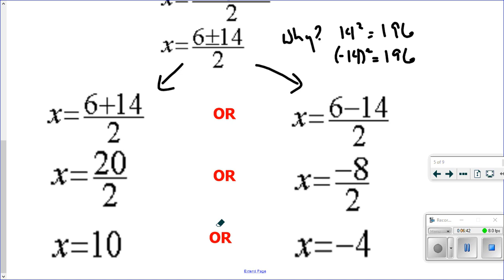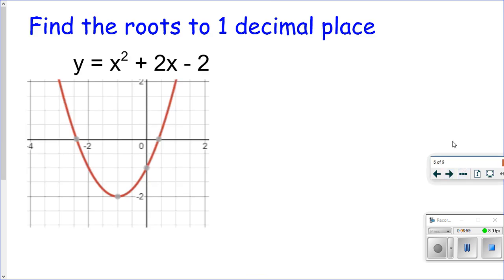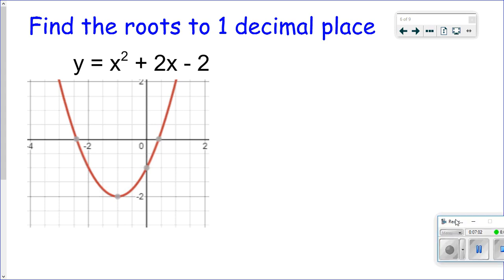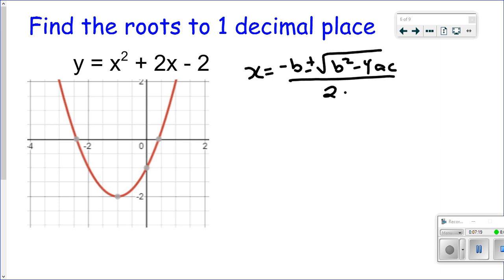So x now could have two possible values. And this makes sense because when you have two x-intercepts, you can get two x values, just like we were before. The difference is how we're getting those x values. So in this case, we don't know what the answer is. We're not able to factor it. So we're going to use our newest math term to figure it out.